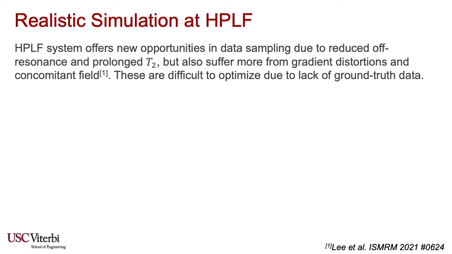High-performance low-field systems offer new opportunities in data sampling due to reduced off-resonance and prolonged T2, but also suffer more from gradient distortions and concomitant fields. These artifacts are difficult to optimize due to a lack of ground truth data.